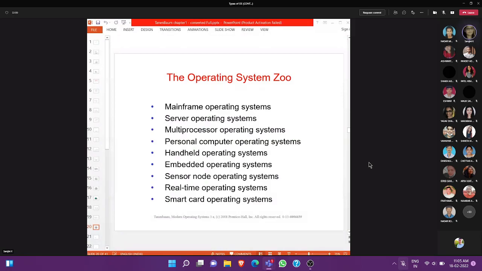For example, QNX, VxWorks. All these are examples of embedded operating systems. There are many more operating systems which can be used in embedded systems and also in other general purpose systems. But we are talking only about the operating systems which are used only in embedded systems.